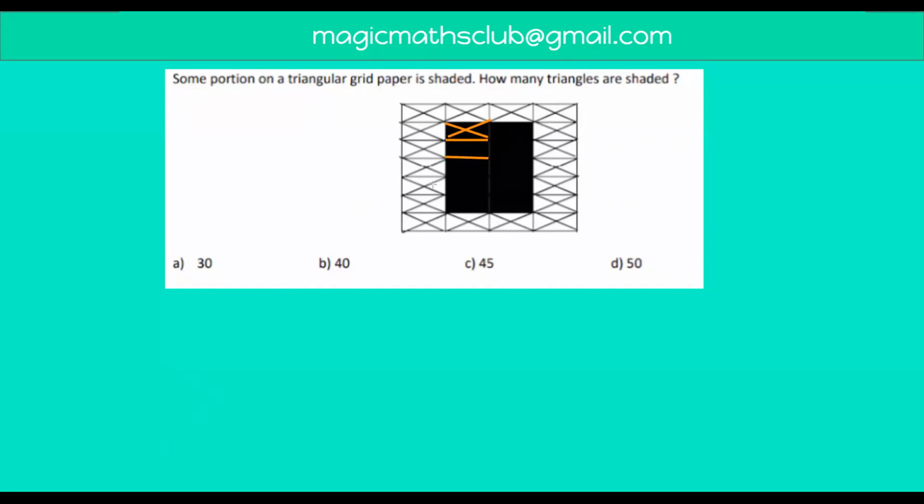So how many are there? 1, 2, 3, 4, 5. In one row, 20 will be there because 4 times 5, 5 rectangles. So 20 on this side, we'll have 20 here and 20 here. So 20 plus 20, 40. So the total will be how much? 40. That means we'll have 40 triangles.